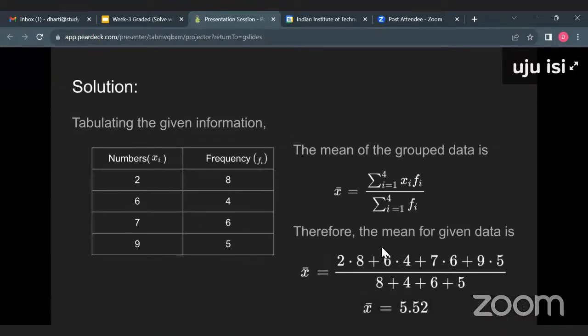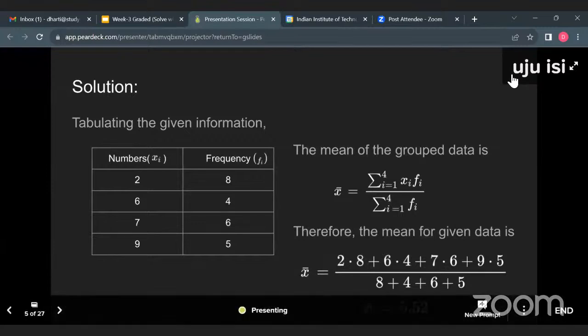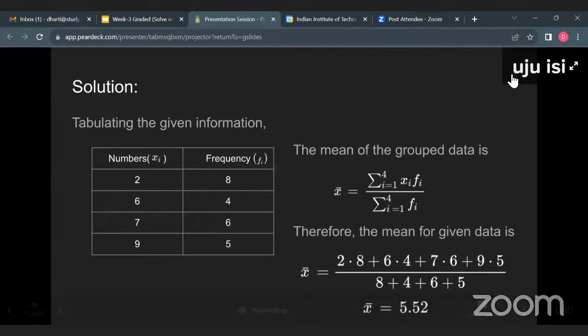First, we will tabulate the given information. There are numbers 2, 6, 7, and 9 with frequencies: 2 is repeated 8 times, 6 is repeated 4 times, 7 is repeated 6 times, and 9 is repeated 5 times. What is the formula for the mean of grouped data? We have x bar is equal to summation xi fi divided by summation of fi. We have done that only.